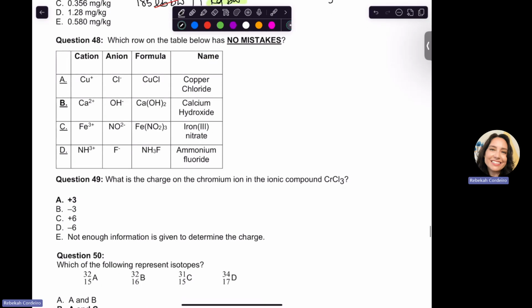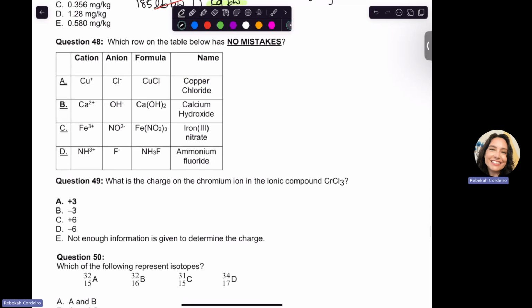Which row has no mistakes? All right. Copper needs Roman numerals. Let me put this in a different color. So if we're kind of grading this, this would be copper 1 chloride. Calcium hydroxide, the name is correct. The formula is correct. So that one's right. Iron 3, that's correct. And nitrate, that's not the ion of nitrate.